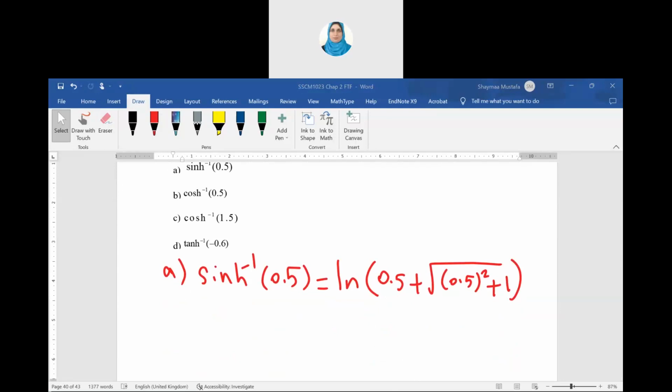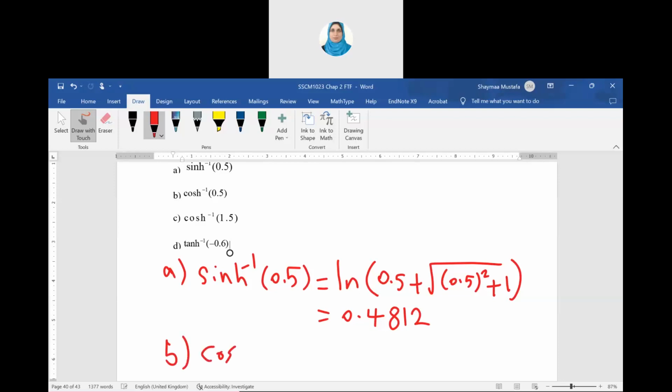And you find this value is equal to what? 0.4. Okay. Thank you, Sophie. 0.4812. All of you found it. Now cosh inverse, similar.